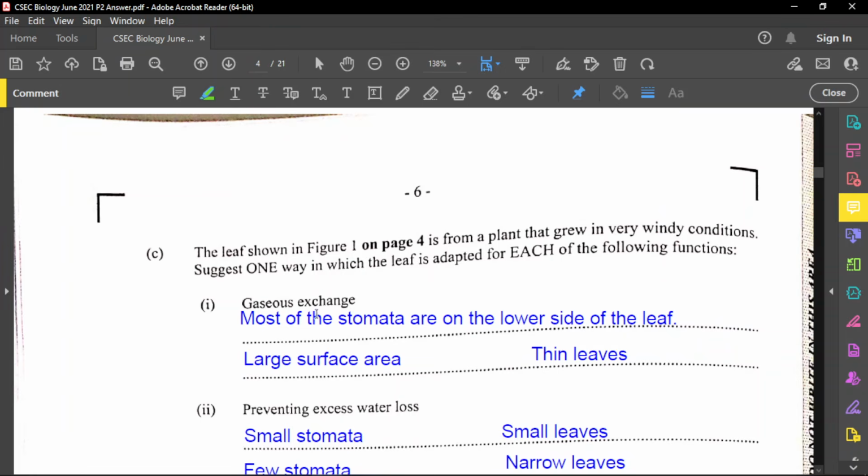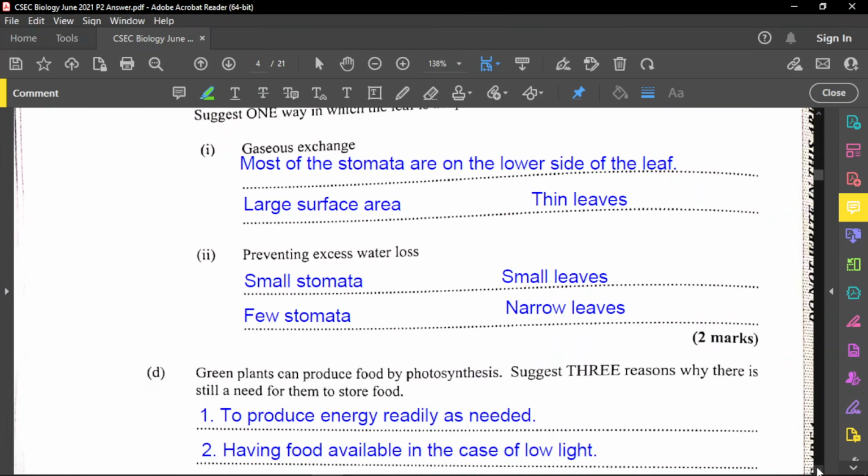Also it must have a large surface area, because if the gases are moving fast, then a larger surface area will increase the effectiveness in capturing the fast moving gas. The leaf must also be thin to allow easy diffusion of gases into the leaf. The next one here is preventing excess water loss. One of the things that could happen here is they could have small stomata compared to other leaves.